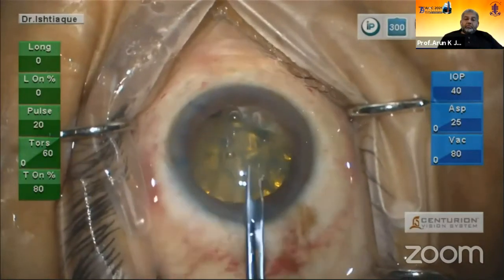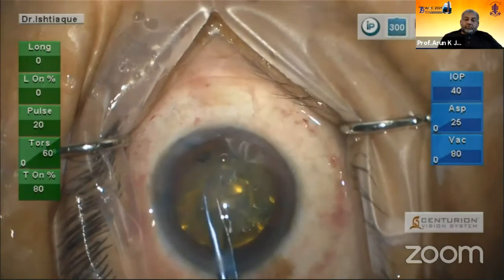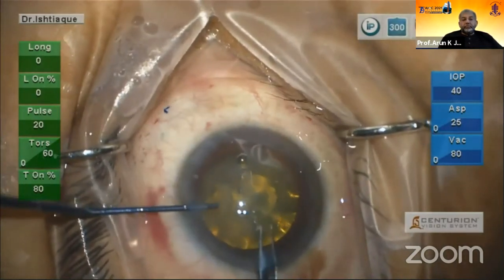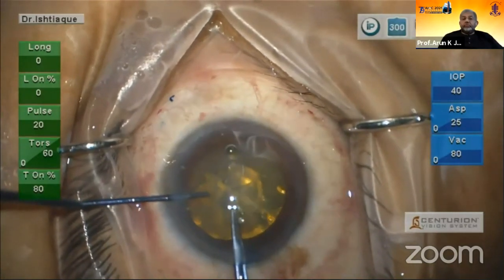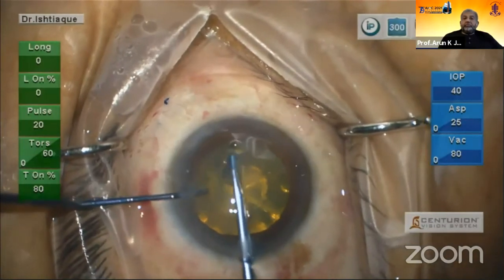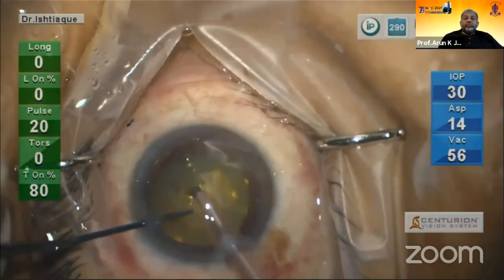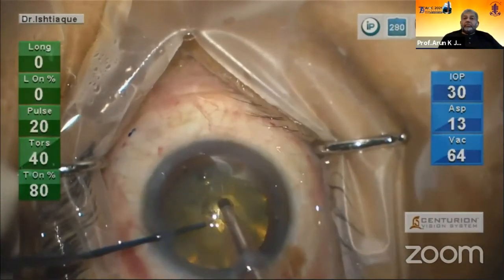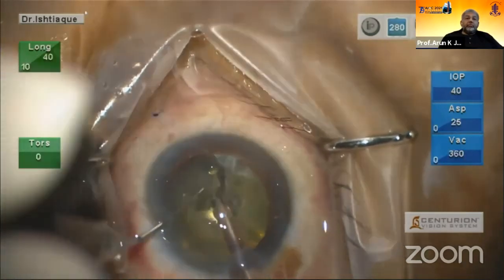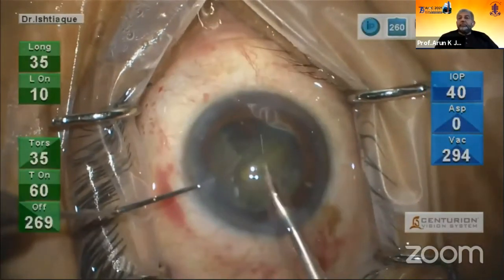multiple capsular tags, and by using rhexis forceps is trying to complete the rhexis as much as possible, though there is extension of the tear in peripheral areas. As femtofragmentation of the lens was done, it was not difficult to remove the nuclear fragments.